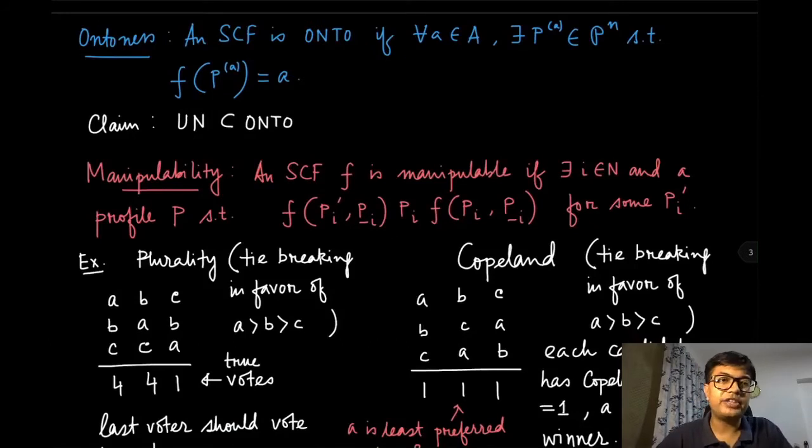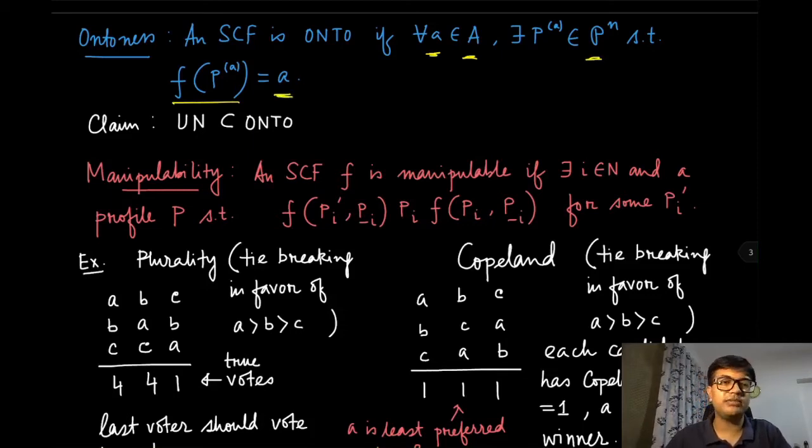Okay, the third definition that we are going to discuss is that of ontoness. We are going to call a social choice function onto, and this is just the natural, normal definition of function ontoness: for every alternative a in the set of alternatives A, there must exist some preference profile P, in the set of profiles script P to the n, such that if you apply f on that, you get back that alternative a as your output.